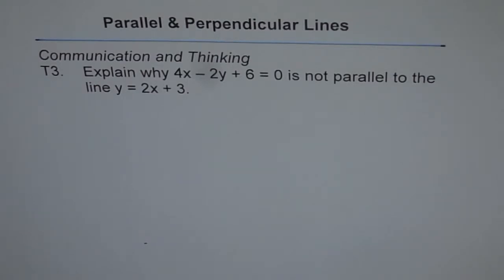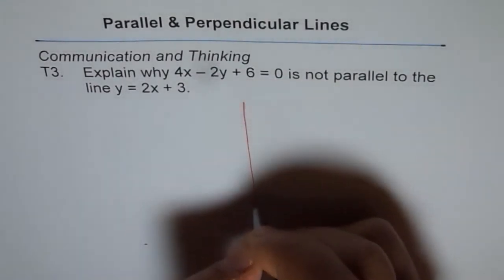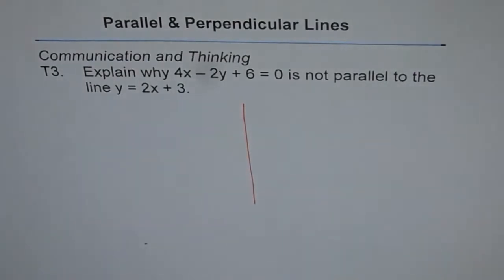Now, in such problems, what we should do is find out what the slope is for both the lines. Let's do that. So let's do slope of both the lines. And do you know the condition for the lines to be parallel? Lines are parallel if they have the same slope. And what is the second condition? They should have different y-intercept.